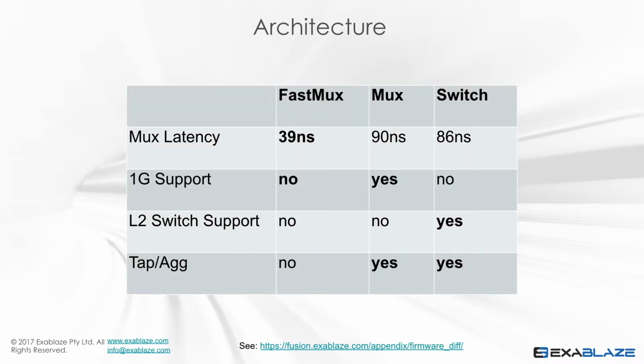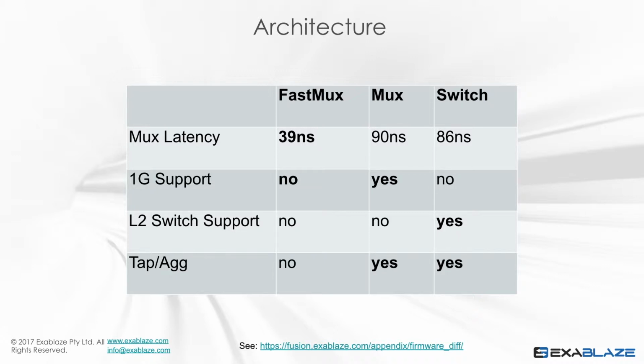Because the device is FPGA based, it can be configured with multiple different firmware modes. At current, the device supports 3 different firmware modes. These are Fast Mux, Mux, and Switch modes. The Fast Mux is a minimally featured, low-latency multiplexing firmware mode. It can perform muxing in as little as 39 nanoseconds.